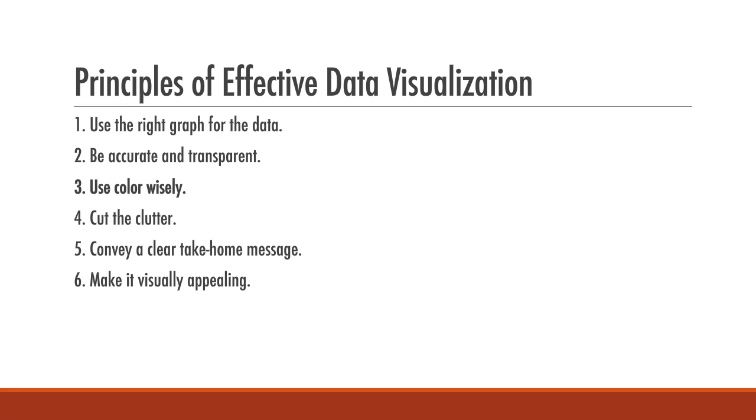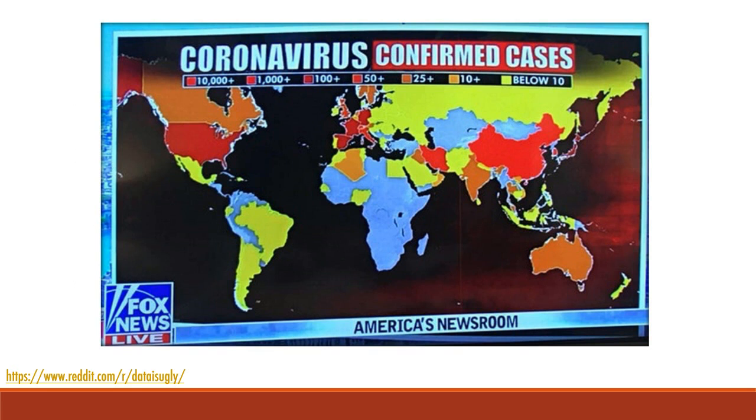The next principle is that if you're going to use color on your data visualization, you need to use color wisely. In particular, if you're going to use a gradient of colors to represent counts, you need to choose the right color scheme. This is a map from Fox News that was showing confirmed cases of coronavirus. This is from a few weeks ago. But you can see that the color scheme is a little bit problematic here. That bright yellow color really jumps out at you, making you think that there are a lot of cases in those areas, but in fact, yellow represents below 10.